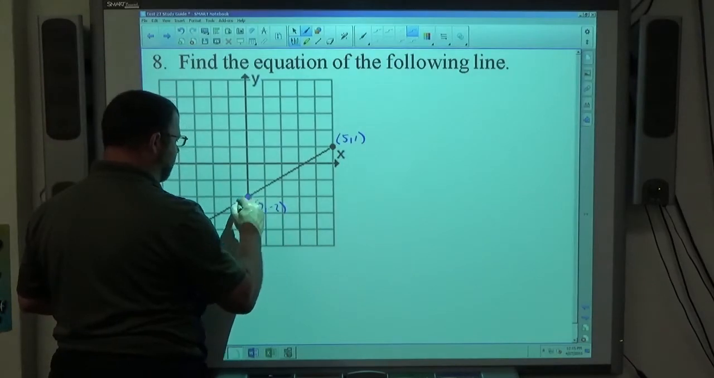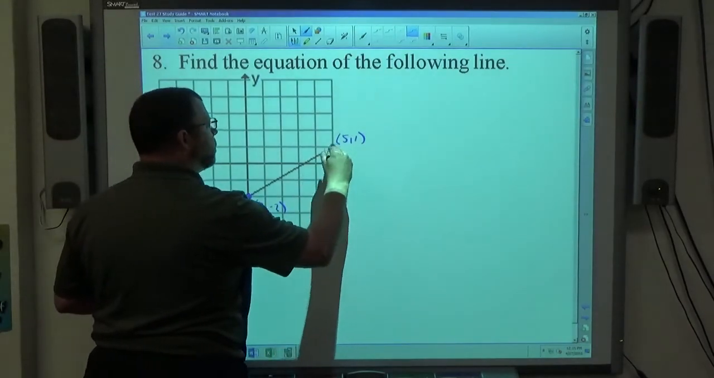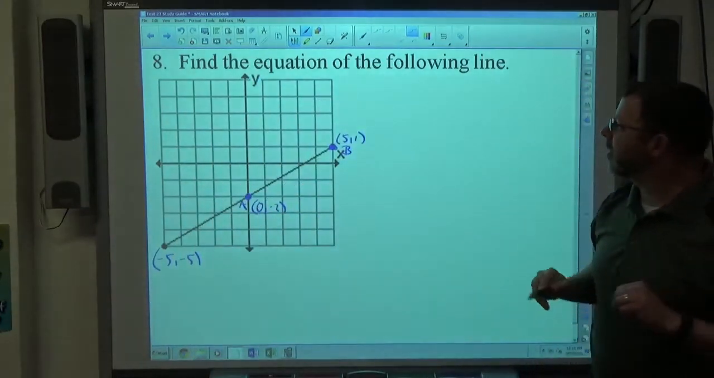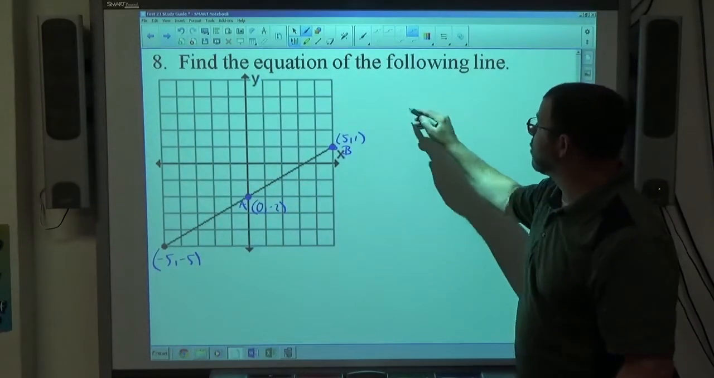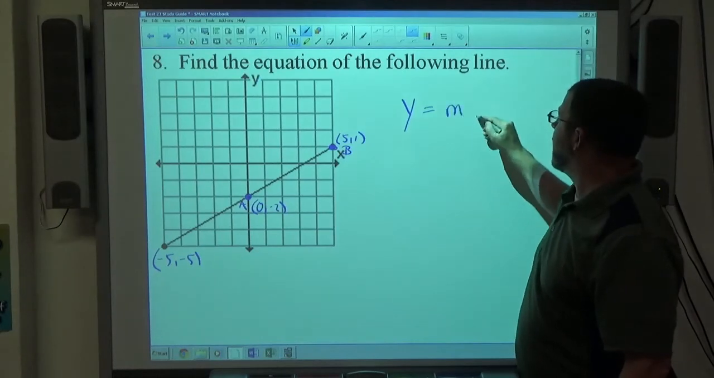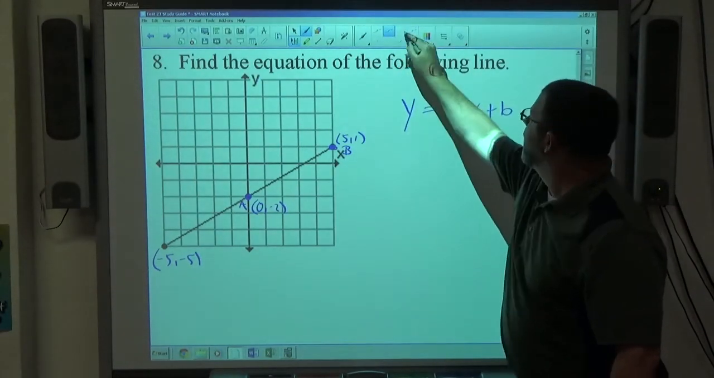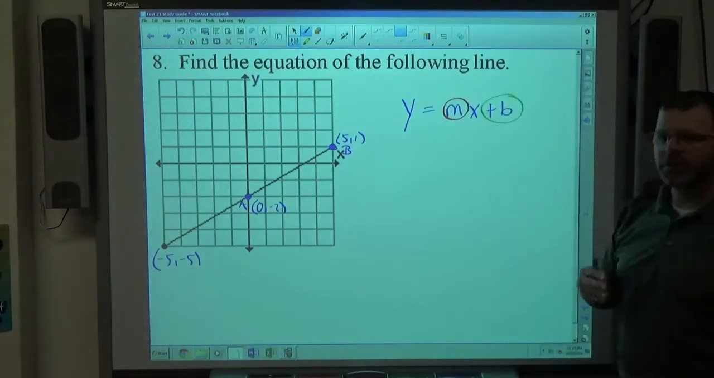We'll call that point A. And I'll take this one. We'll call that point B. So the two things I need to find the equation of a line, when it says find the equation of the line y equals mx plus b, are what the slope is and what the y-intercept is. Those are the two things I need to know.